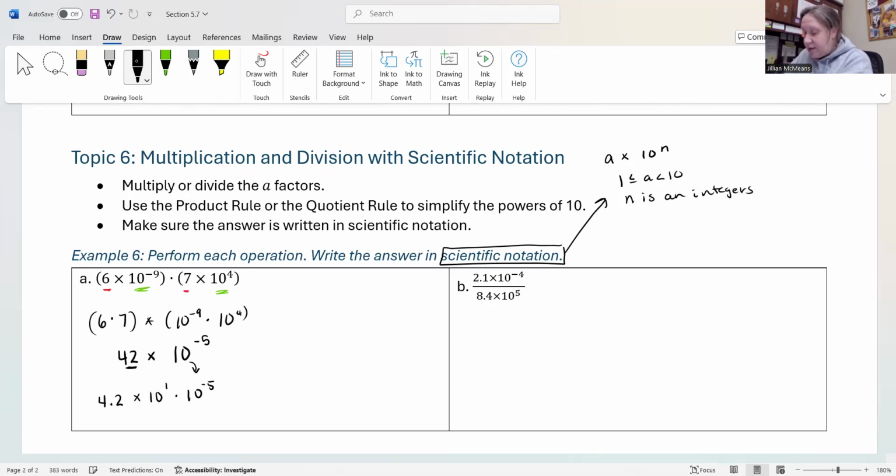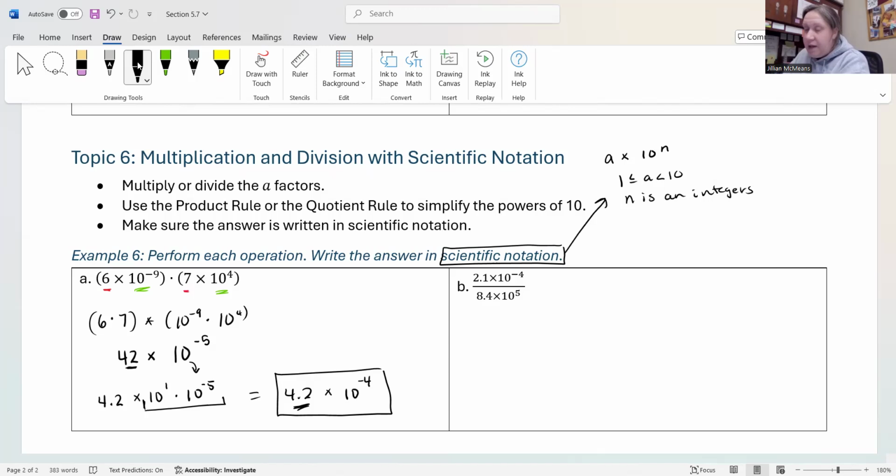Now I've got my 4.2, which is perfect. It's right there between 1 and 10. And then I need to combine these two powers of 10 using the product rule. I'm multiplying two things that have the same base, so I keep the base and add my exponents. So 1 plus negative 5 is negative 4. So that is your final answer. And just always double check and make sure a is between 1 and 10.